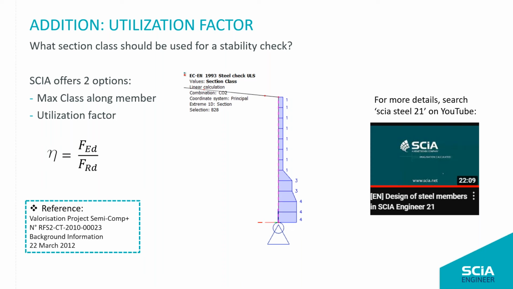But our friend Semicon Plus, again, offers another option, which is the use of a utilization factor. We will just look at the section on the element that is being most used, is closest to the resistance values of its forces, and then we use the class of this section as the section class for the stability check. I gave a full webinar about this when we introduced it in SCIA Engineer 21. So if you want more info, search just SCIA Steel 21 on YouTube. You will find it immediately. Again, webinar given by me, so it will be the same explanation as I would give today.